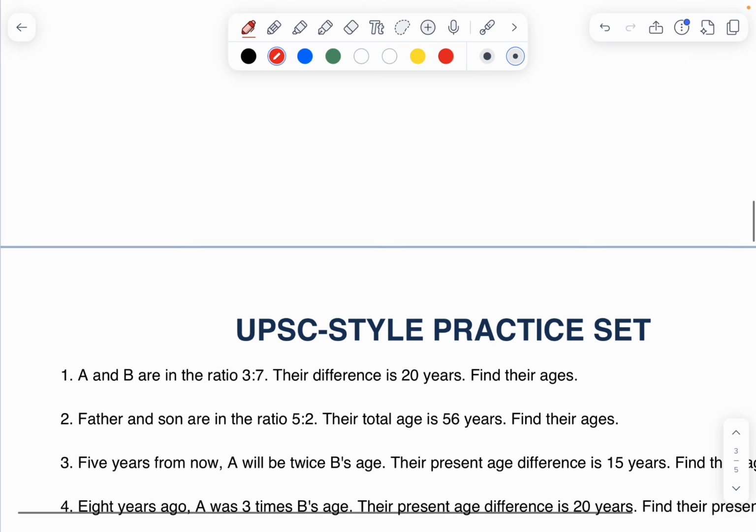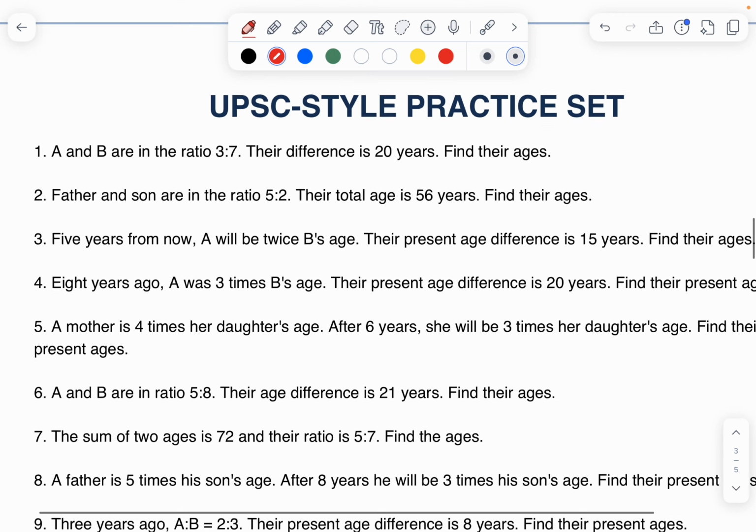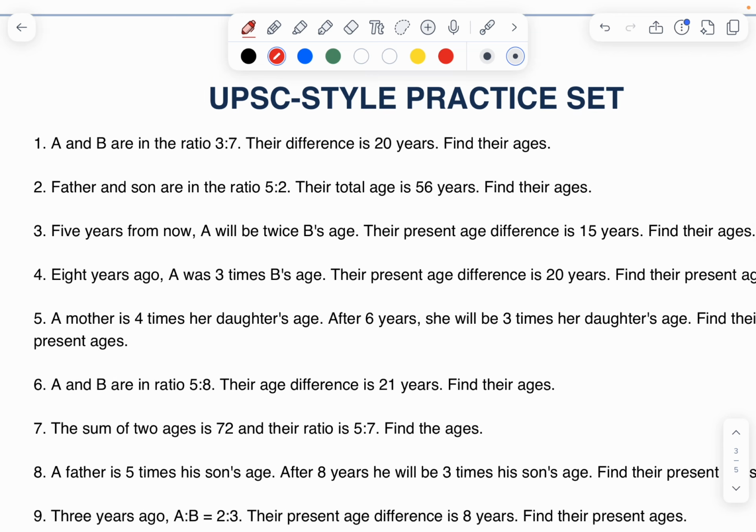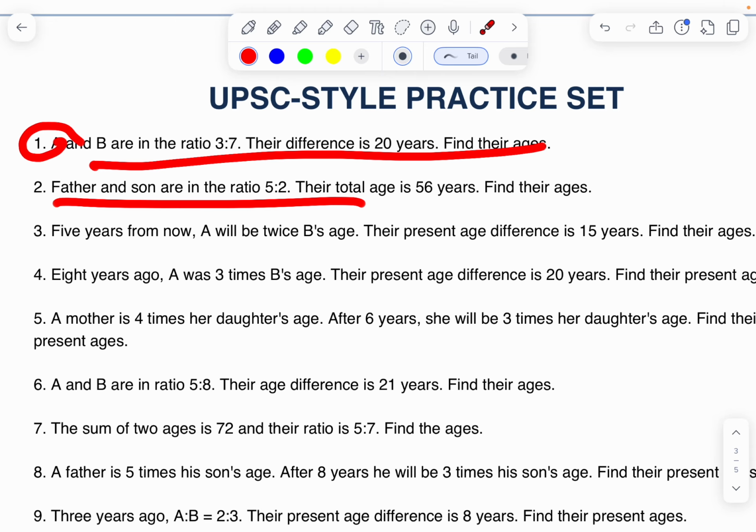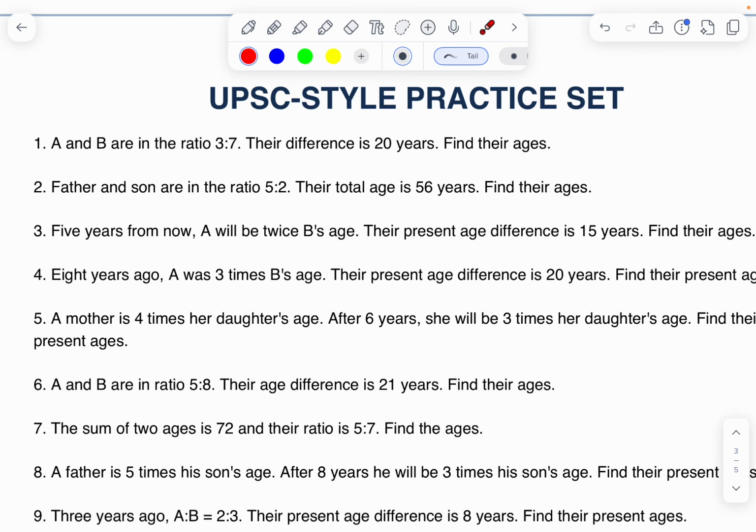Thank you. And I am giving some important questions to you. You can practice here. These are the homework sums for you. You can try, and if you have any doubt, then write in the comment box.